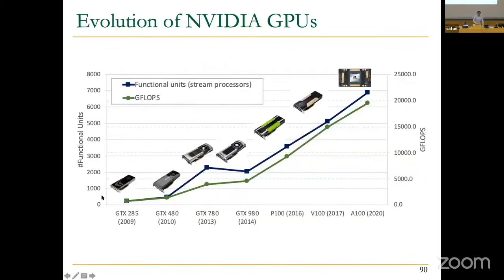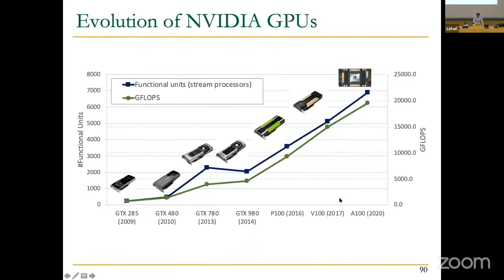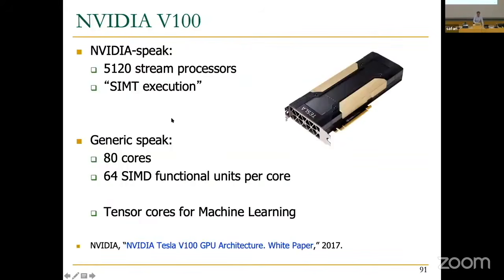So evolution has actually, this is what we've seen in 2009, GTX 285. And this is the number of functional units, and this is the gigaflops. I'm going to change the slide later on. Essentially, it's been increasing. You can see that people have been adding beefier and beefier GPUs. So this is V100, which is essentially here. They increased the stream processors to 5,120. Essentially 80 cores and 64 SIMD functional units per core. Each core is more powerful in terms of SIMD, and you have more cores. And they also added these tensor cores for machine learning, which I will briefly talk about. This is essentially very similar to advanced matrix extensions, for example.